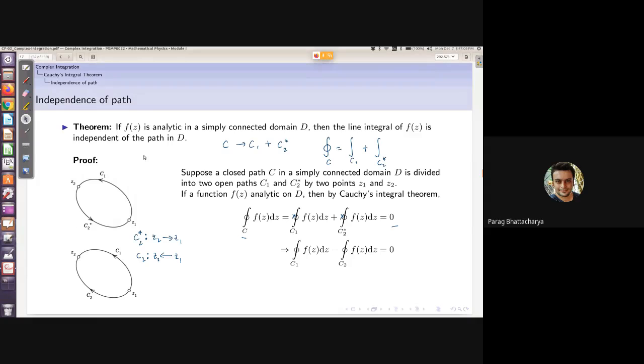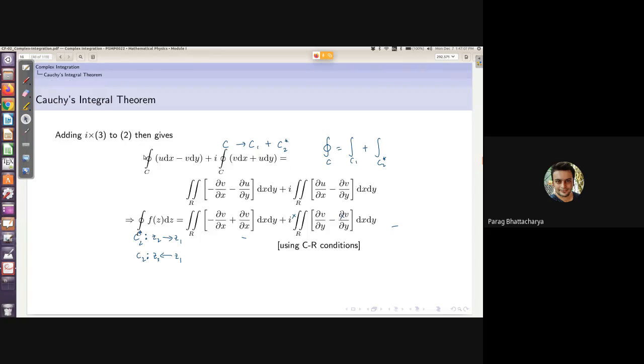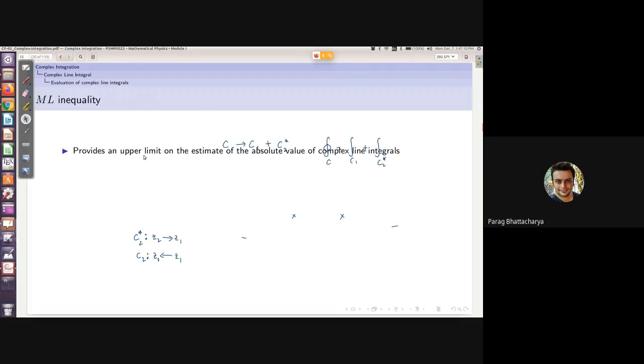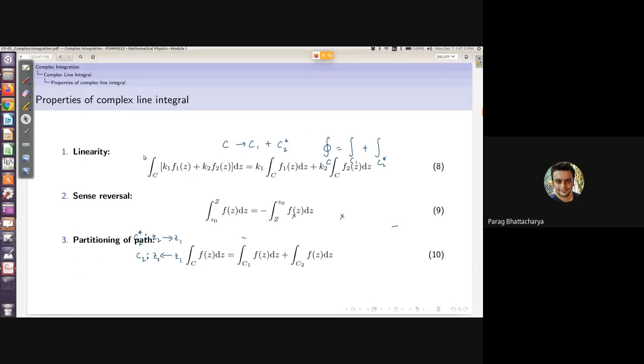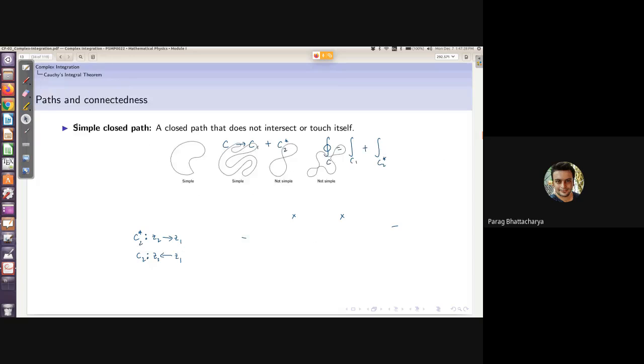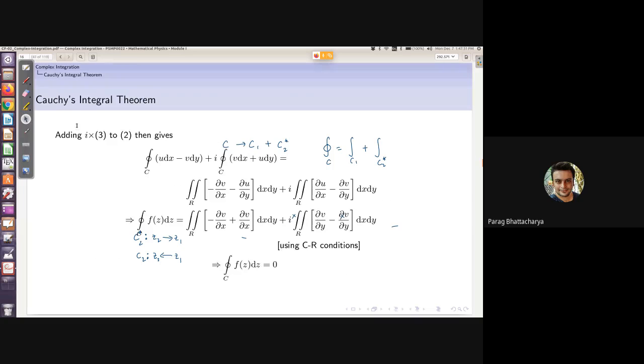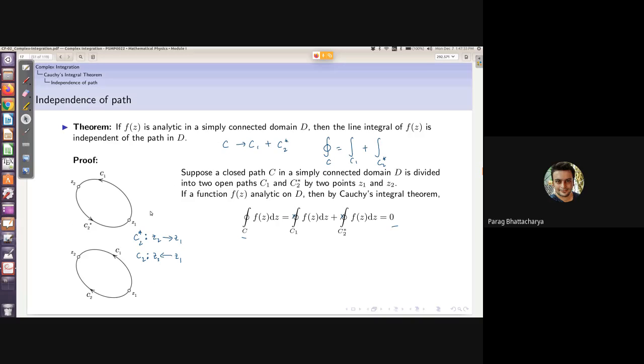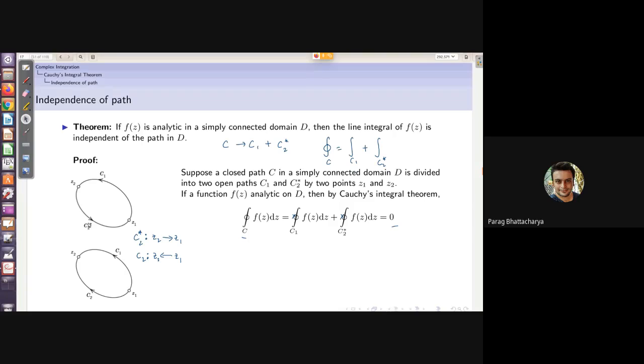Now there is another property, the property of sense reversal, which again we had done earlier. If you change the path, if instead of going one way you go the other way around, then an additional minus sign will come into the picture. So this is known as the property of sense reversal. Here the same thing is happening. C2 star was from Z2 to Z1. You are going from Z1 to Z2, the other way around. So this path I'll call C2.